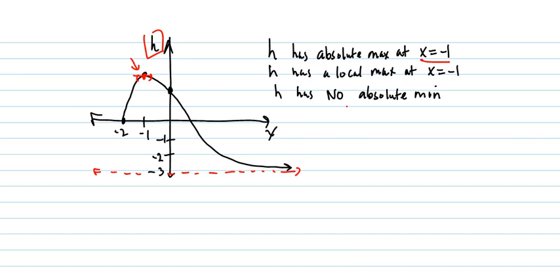H has no absolute minimum because although there's a limiting value of -3, it never achieves -3 and it keeps on going down closer and closer to -3 but never gets there. So whatever value you were to name as the absolute min, you'd always be able to find a lower one. And you can't say it's -3 because it never reaches -3. So in that sense there is no absolute minimum.